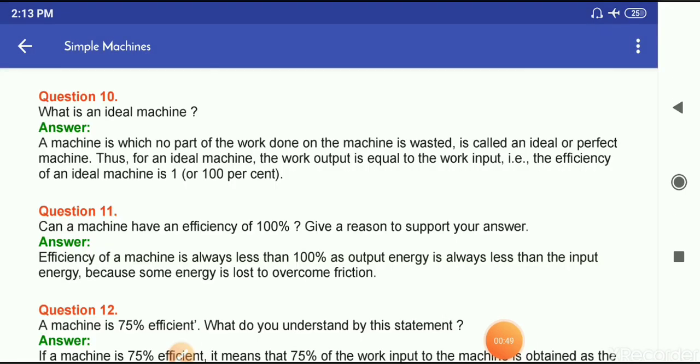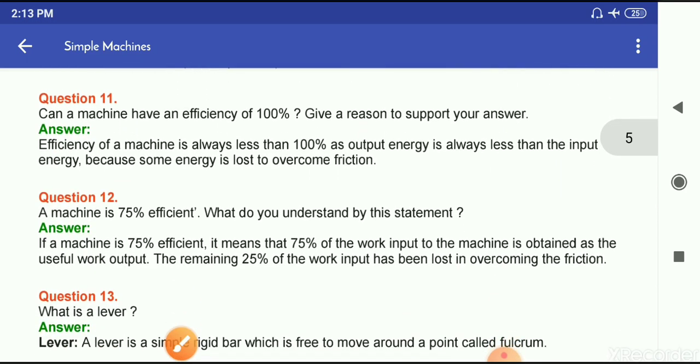Question number 10. What is an ideal machine? A machine in which no part of work done on the machine is wasted is called an ideal machine or a perfect machine. For an ideal machine, work output is equal to the work input, that is efficiency of an ideal machine is 1 or 100%.